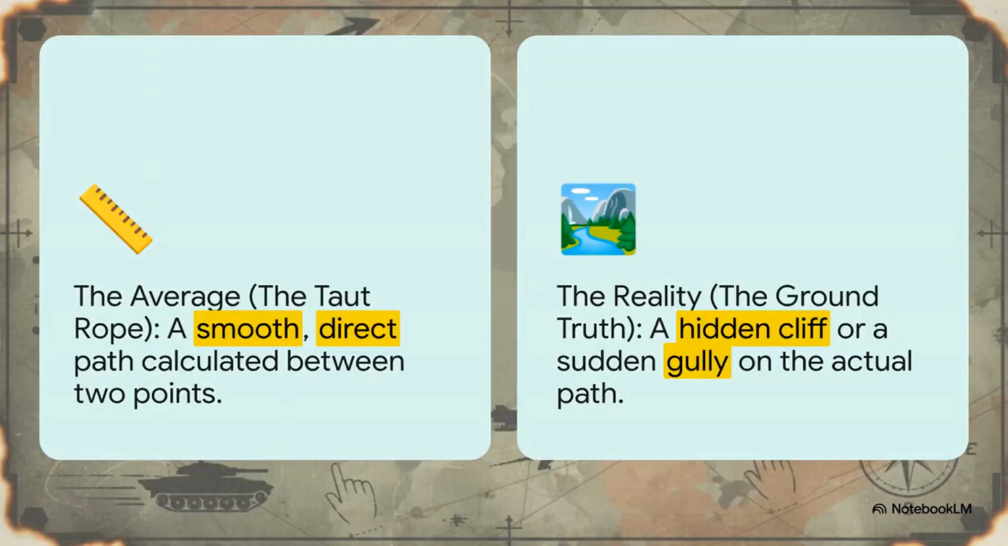Let's go back to that taut rope idea. The average gives you that nice, clean, straight line from A to B, the big picture. But here's what it hides. It doesn't tell you about the sudden, treacherous gully you have to cross, or the hidden cliff face right in the middle of the path. See, the average rate of change is an absolutely powerful first look, but it is never the whole story.